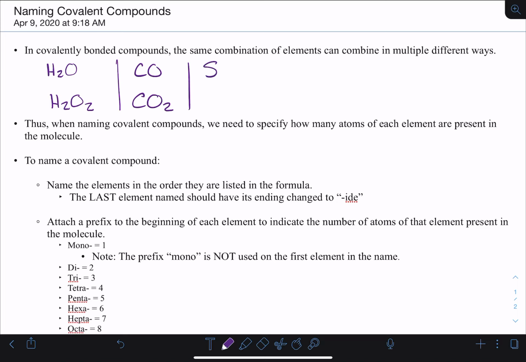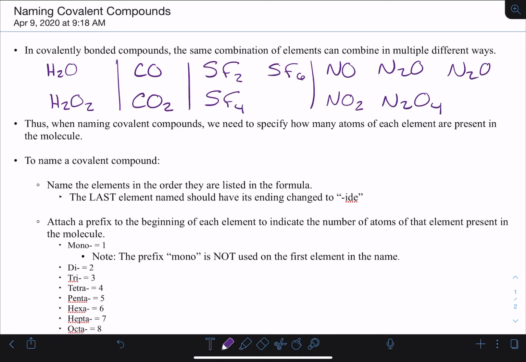Sulfur and fluorine can form SF2, SF4, or SF6. Nitrogen and oxygen have a whole bunch of different combinations: NO, NO2, N2O, N2O4, N2O5, and there might be more. So we can see that there are lots of different ways for the same combination of elements to combine covalently. So that means that when we're naming covalent compounds, we need to somehow specify which combination we're talking about. So we're going to need to specify how many atoms of each element are present in the compound.